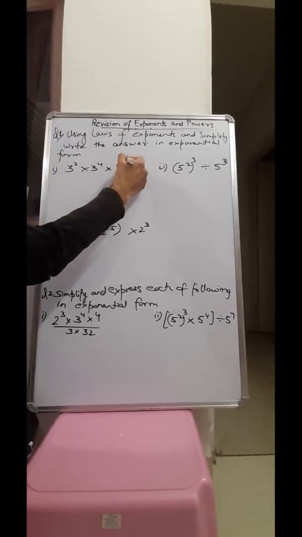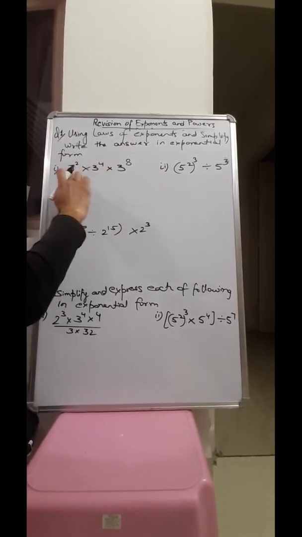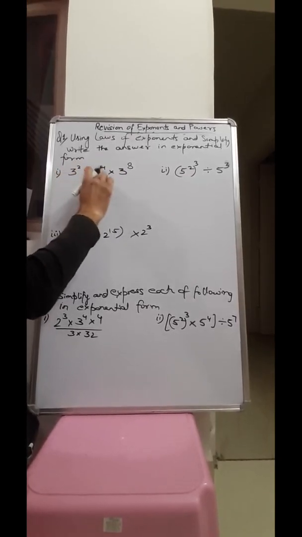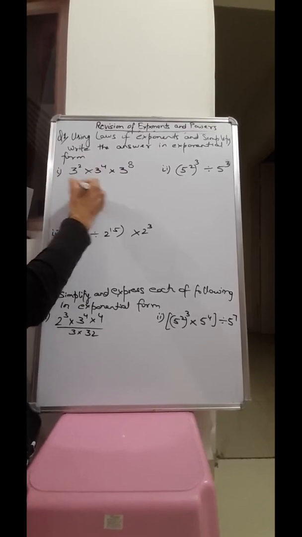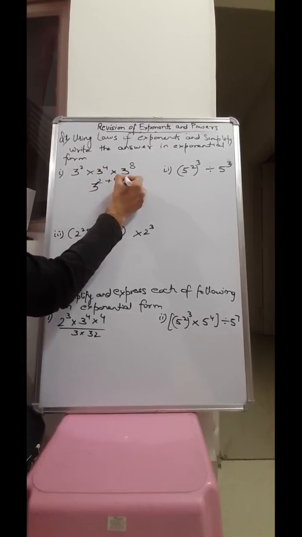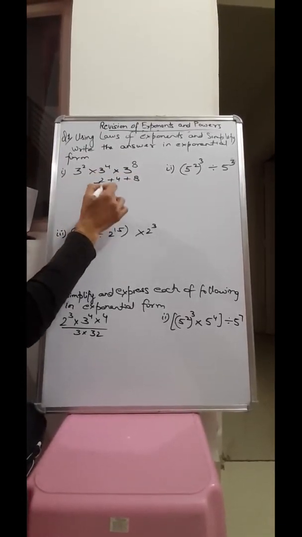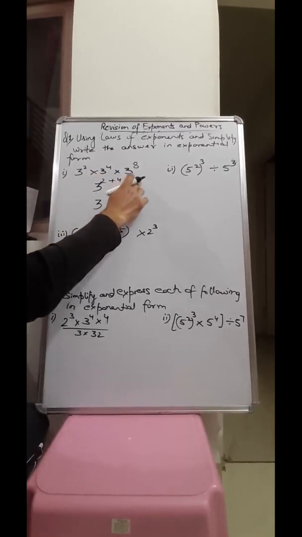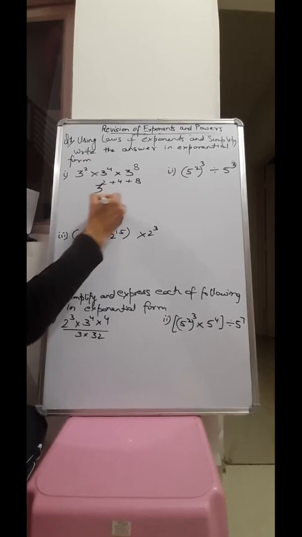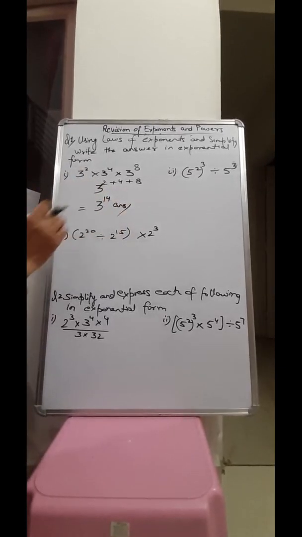Here we can see that in all of them the base is 3. Whenever the base is the same and we are multiplying the exponents, the base remains the same and the powers get added. So 2 plus 4 is 6, 6 plus 8 is 14. So the answer will come as 3 raised to power 14. In this way we can use the rule of exponents.